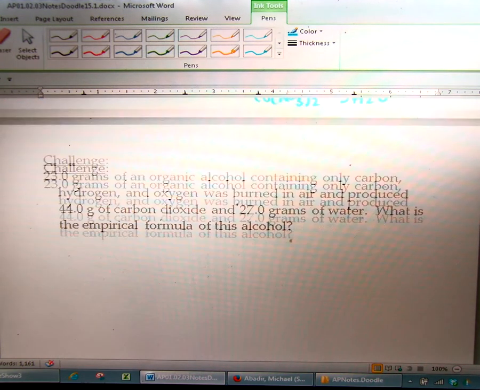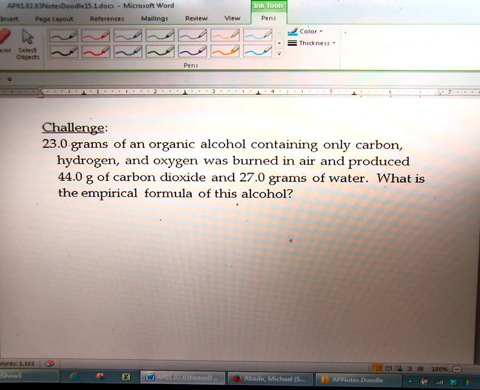Lastly, the challenge problem. 23 grams of an organic alcohol containing only carbon, hydrogen, and oxygen were burned in air, produced 44 grams of CO2 and 27 grams of water. What is the empirical formula of this alcohol? I'll actually do this on the next video.